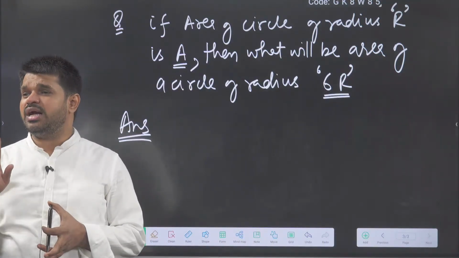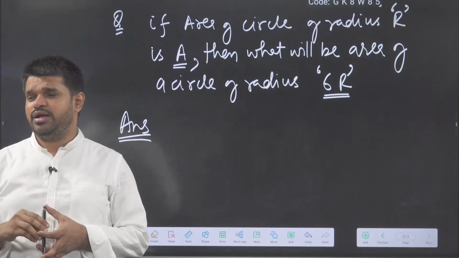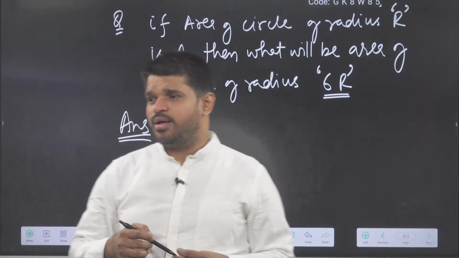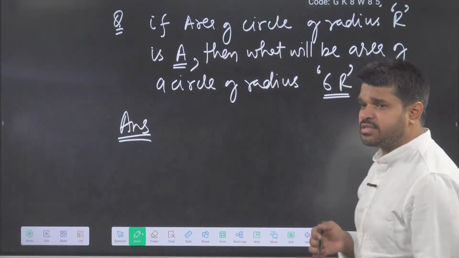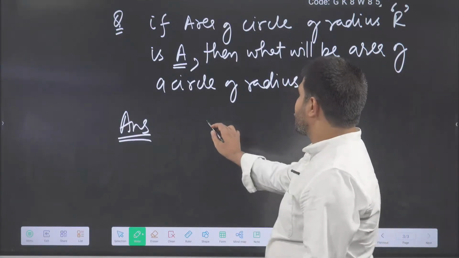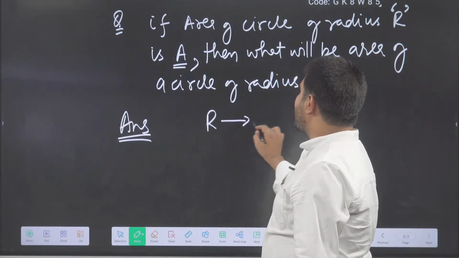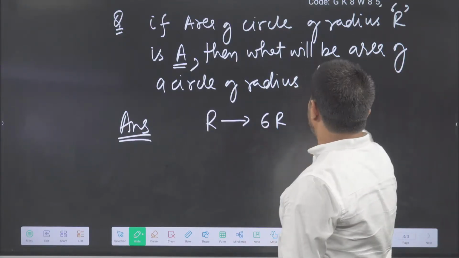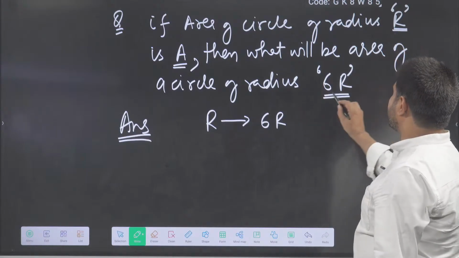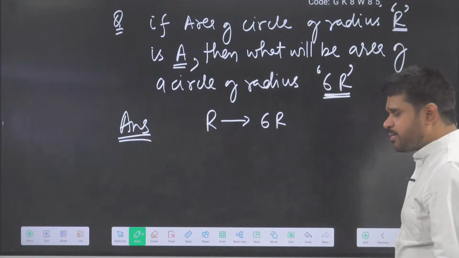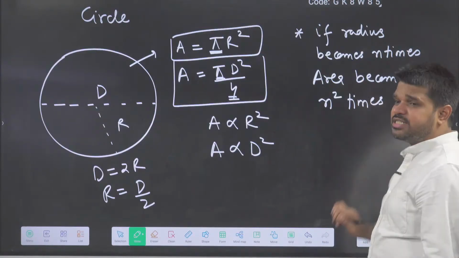Lakshmi, it is only 36 times of a, not 36 square. Good. So see here, our radius r becomes 6 times. Old radius is r, new radius is what? 6r. I just taught you the concept.